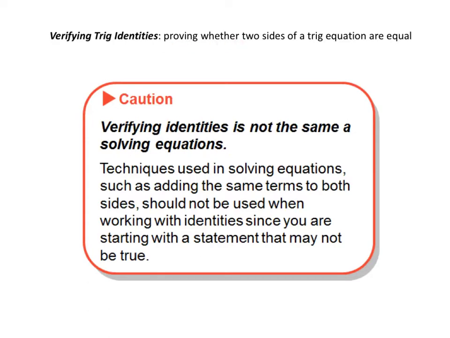So something that you've got to pay attention to is this huge caution right here. This is not the same as solving equations, meaning you cannot apply the same calculation to both sides of these kinds of equations because we aren't certain that they're true. We're trying to prove it. So you can't add the same number to both sides. You can't multiply the same value to both sides. Keep that in mind as we're working on these.